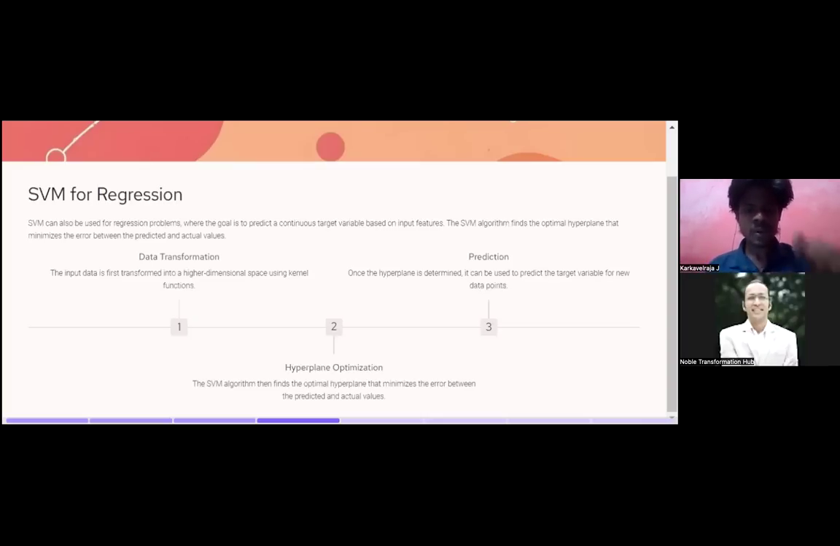Then prediction. Once the hyperplane is determined, it can now be used to predict the target variables for new data points. Okay, so once everything is done, we will go for unseen data and predict the continuous value we need. Putting it in a simple form, we will have our data, push our data to high dimension, then find our optimal hyperplane in order to perform the regression. Once training is done, our model is ready to predict on the unseen data, and we will get a continuous value for it.